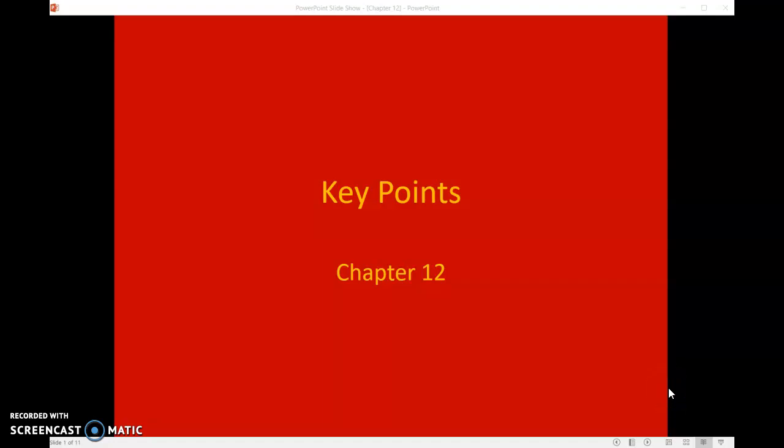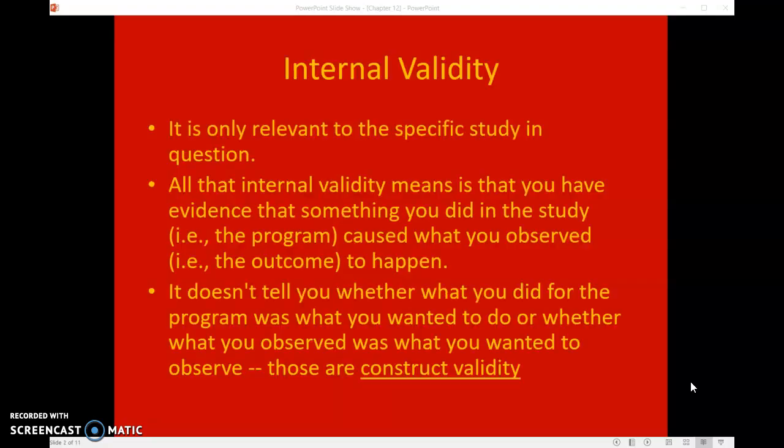This last chapter is about the concepts of internal and external validity. So let's start with the first one, internal validity. Basically what this means is the issues that are relevant to the specific study in question, meaning your study, if you're conducting one. All that internal validity means is that you have the evidence that something you did, and this is an important clause in the study, caused what you observed to happen.